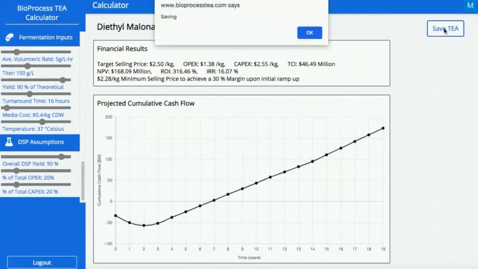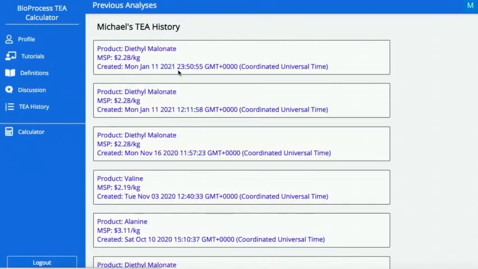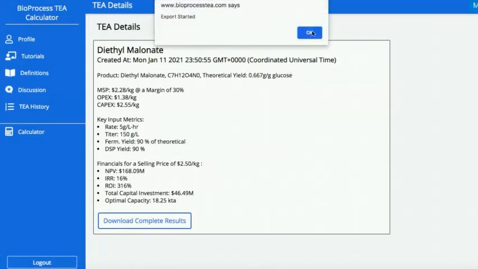Lastly, you have an option to save a given analysis. Once saved, the calculator will take you to your TEA history, which includes all of your saved analyses. The summary on this page includes the chemical name, minimum selling price, and creation date. If you click on this, you will see a more detailed summary, including much of the information on the main calculator page, and you can choose to download the complete results.